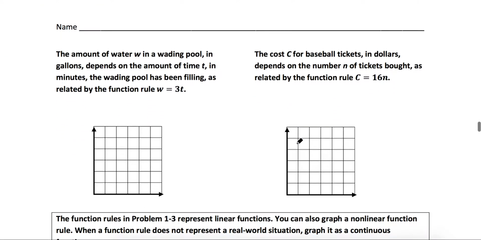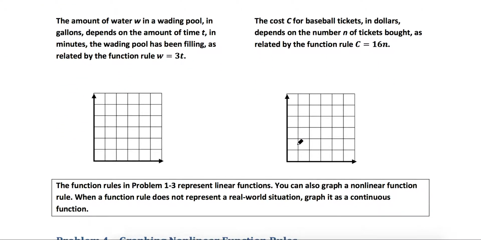All right. The amount of water W in a wading pool in gallons depends on the amount of time T in minutes the wading pool has been filling as related to the function W equals 3T. So let's go ahead and graph that data. So I'm going to go ahead and actually try to pick something more realistic. So I'm going to pick like every 10 minutes. So here's time in minutes.